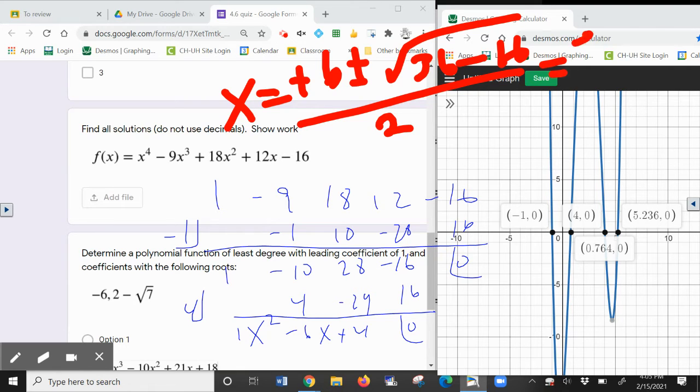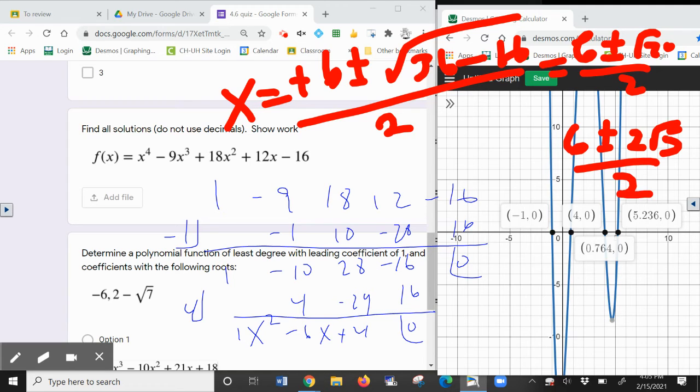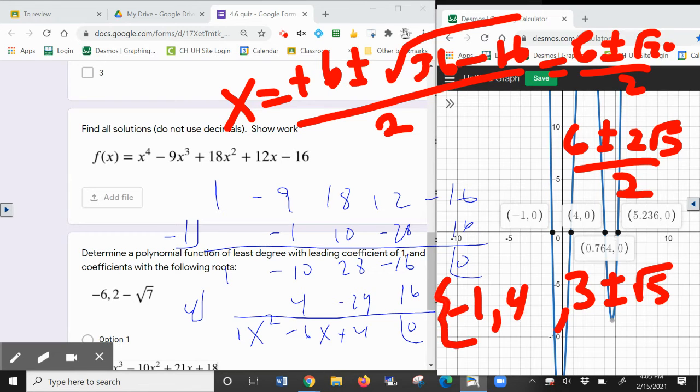Well, this would be 6 plus and minus the square root of 20, all over 2. But of course, 20 breaks down to 2 radical 5. So 2 goes into both 6 and 2, so the final answer is 3 plus and minus the square root of 5 over 1. So our answers are -1, +4, and both 3 plus and minus the square root of 5. And that's what I would expect to see.